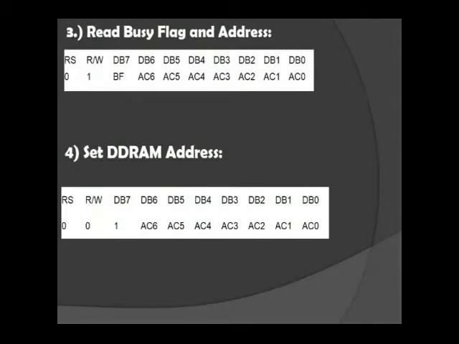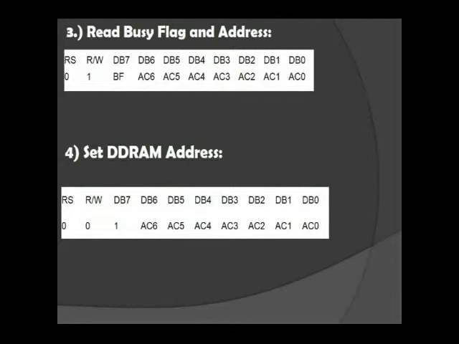Read busy flag and address. By making this readout operation, it can be determined if the LCD is performing some internal operation or not. If the busy flag is high, some internal operation is going on inside the LCD at that particular moment. To perform further operations, the data source must wait for the BF to go low. Here, the address counter value can also be read.